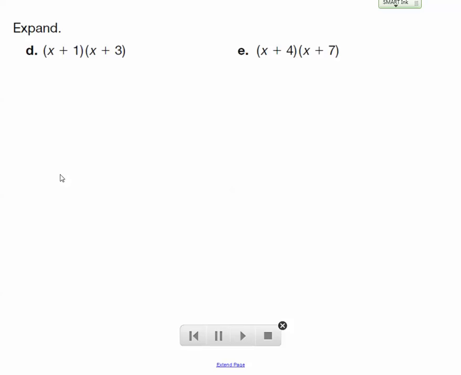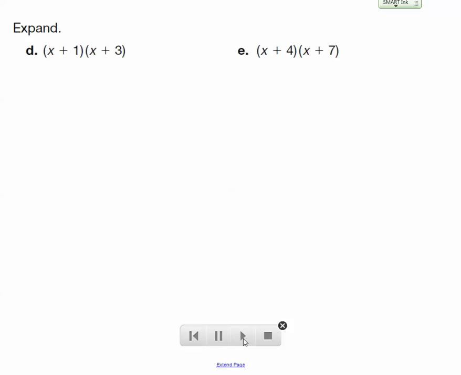Expand. Expand just means multiply. And so we're going to just do this a few more times here, multiplying binomials. If you've got older brothers or sisters and they see you doing this, they'll probably call it the FOIL method. In fact, mom or dad might call it the FOIL method too. It stands for first, outer, inner, last.